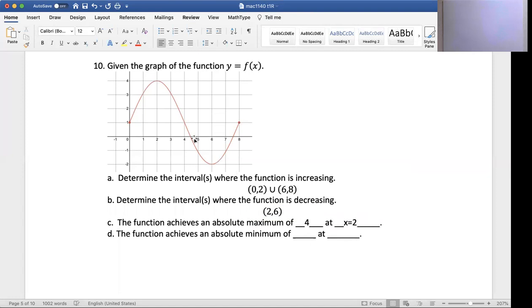And it achieves an absolute minimum where? The lowest one you ever see over its domain. It achieves an absolute minimum of -2. And where does that happen? That happens at x equals 6.